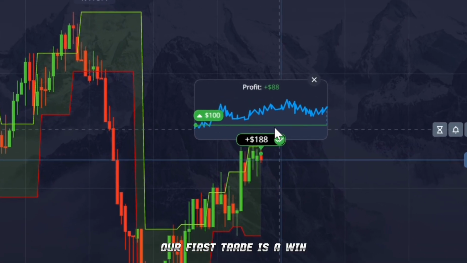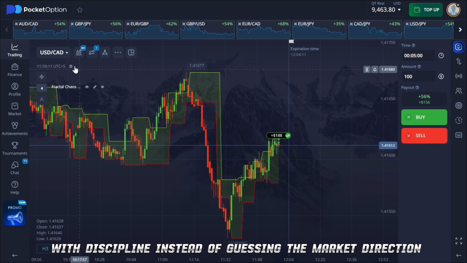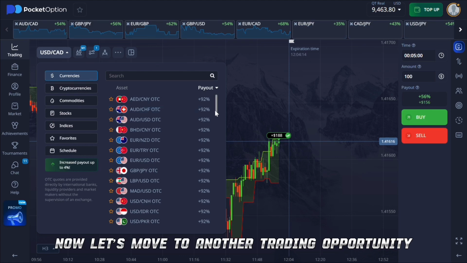First trade is a win. That's exactly how we follow the indicator, with discipline instead of guessing the market direction. Now let's move to another trading opportunity.